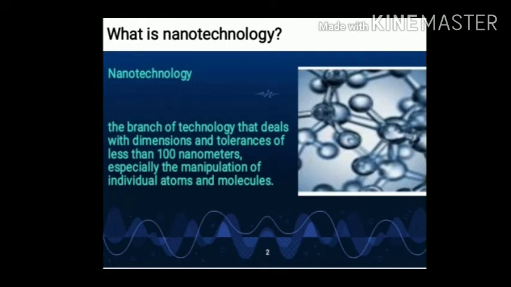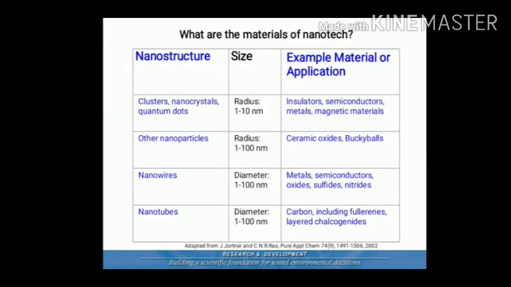So, what is nanotechnology? Nanotechnology is the branch of technology that deals with dimensions and tolerance of less than 100 nanometers, especially the manipulation of individual atoms and molecules. Here are some materials of nanotech. Nanostructure, its size, and example material or application.